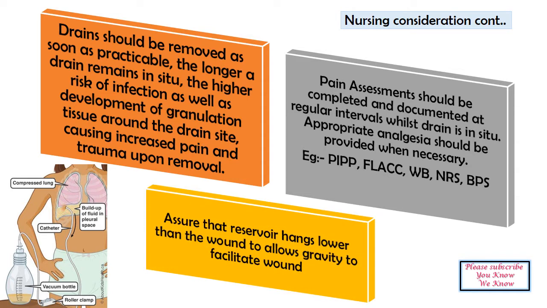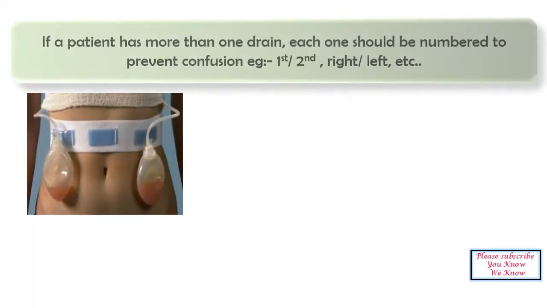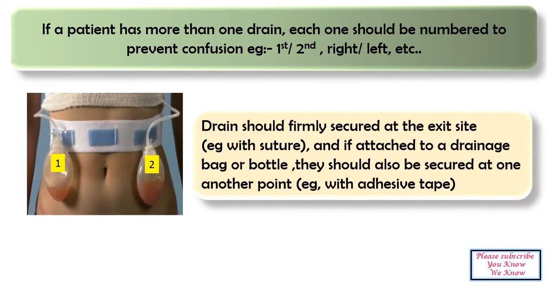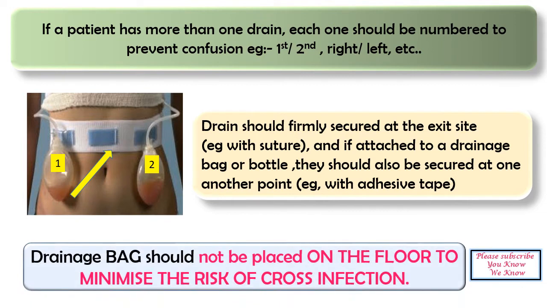Ensure that the reservoir hangs lower than the wound to allow gravity to facilitate drainage. If a patient has more than one drain, each one should be numbered to prevent confusion, for example 1, 2, right, left, etc. The drain should be firmly secured at the exit site, for example with sutures, and if attached to a drainage bag or bottle, they should also be secured at another point, for example with adhesive tapes. Drainage bags should not be placed on the floor to minimize the risk of cross-infection.